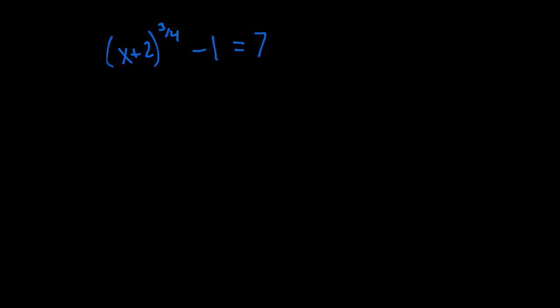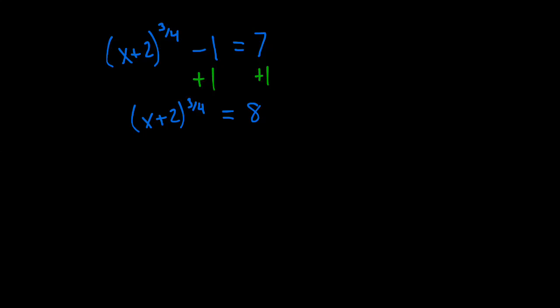One last example. Maybe a little bit more complicated, but again, we're just undoing everything that we see. Okay, so we have x plus 2 to the 3/4 minus 1 equals 7. Don't do anything with that power yet. We want to get that by itself first. So we get rid of that minus 1. So we add 1 to each side. So x plus 2 to the 3/4 is equal to 8.